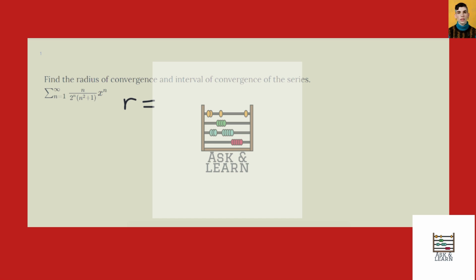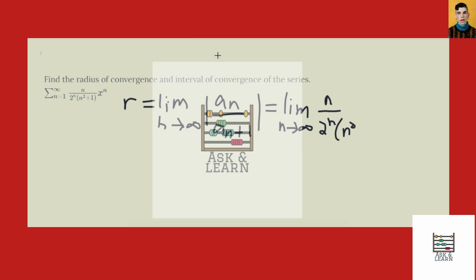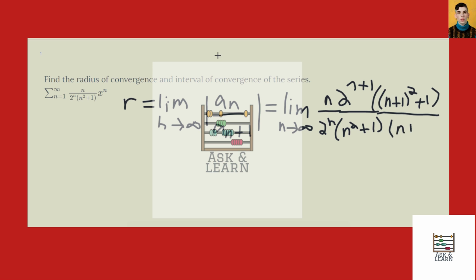The radius of convergence here is R, the limit as n goes to infinity of the absolute value of a_n over a_(n+1), where a_n is n over 2^n times (n squared plus 1). So this is the limit as n goes to infinity of n over 2^n times (n squared plus 1). And then dividing by a_(n+1) is the same thing as multiplying by the reciprocal. So multiply by 2^n times ((n+1) squared plus 1), and then dividing by n plus 1.